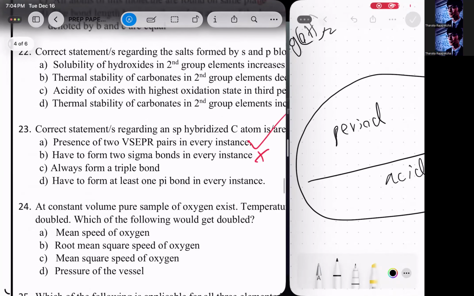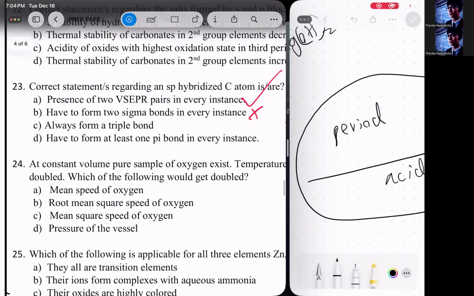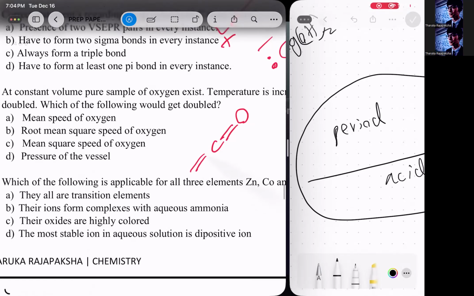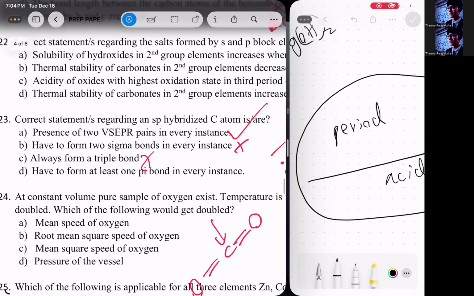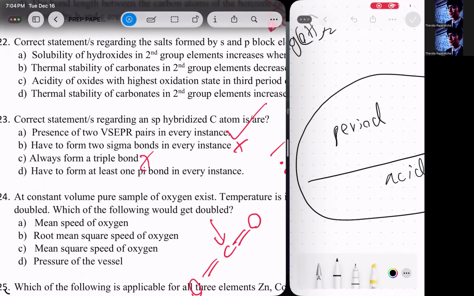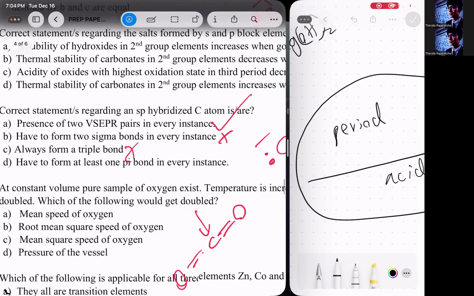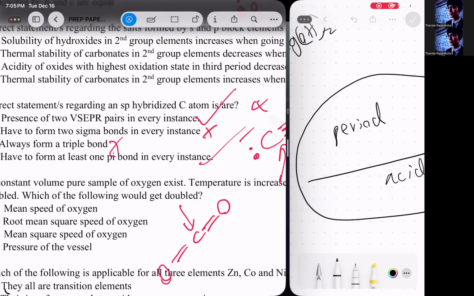C, have to form a triple bond. Can't be. Carbon dioxide, for example, here this carbon is sp hybridized and it has no triple bonds, it has double bonds, so that's wrong. D, people, have to form at least one pi bond in every instance. Yes, at least one pi bond should be there. That's correct. Answer number 4. Okay, right.